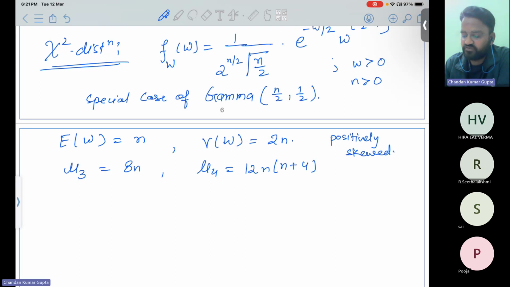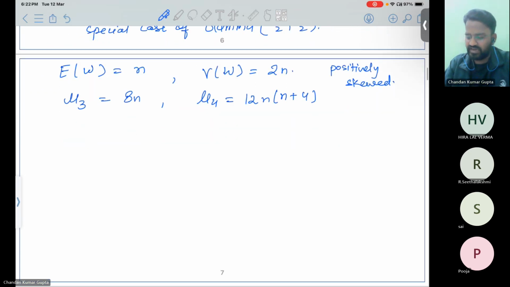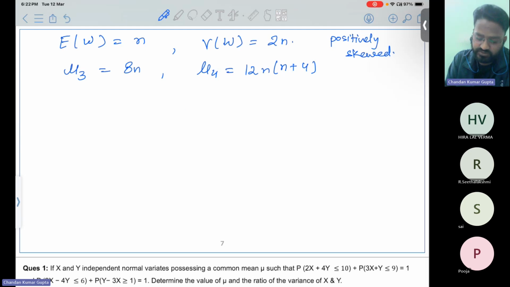If you solve, you may find that it is a positively skewed distribution, and for small n, it is leptokurtic. If we increase the value of n, then it follows a normal distribution. And the last thing is the central limit theorem.